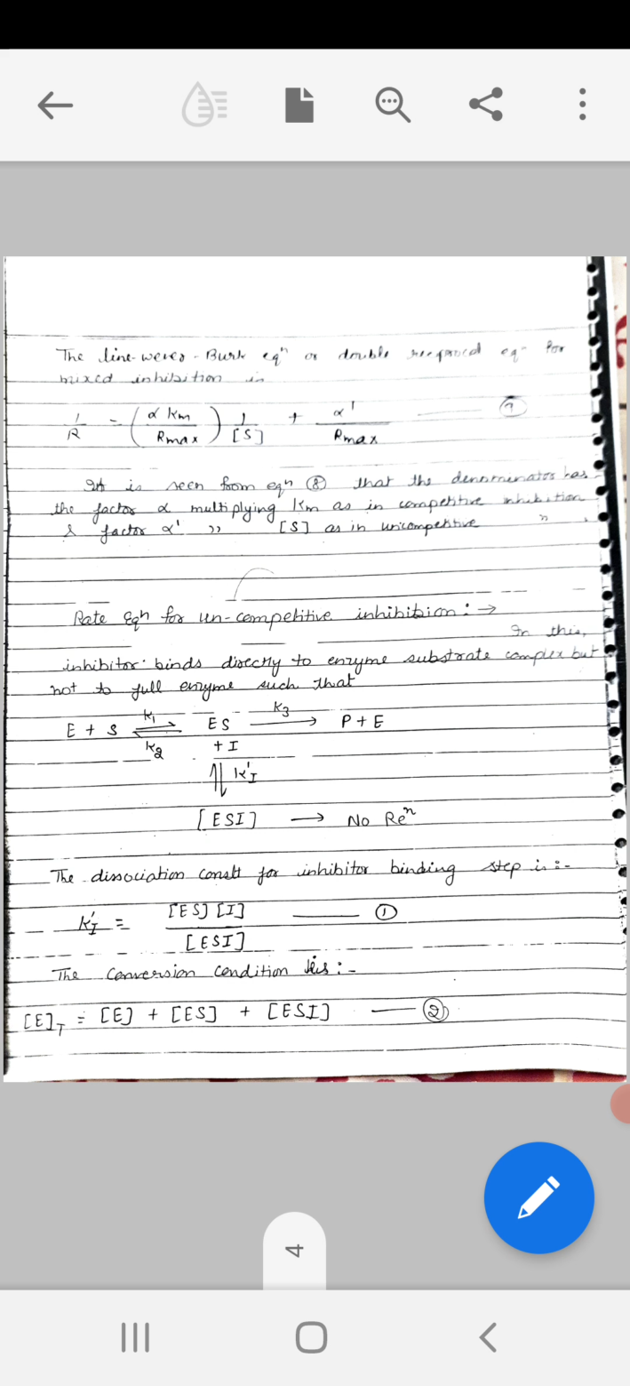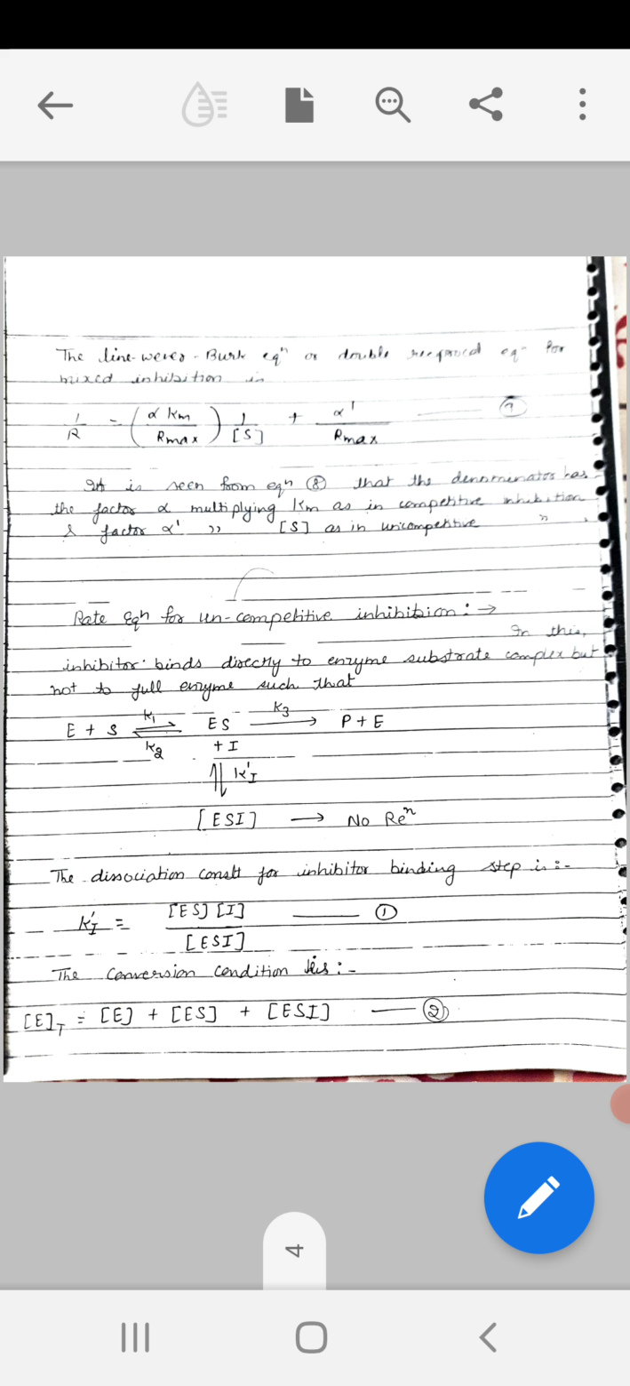It is seen from equation 8 that the denominator has the factor alpha multiplying Km, as in competitive inhibitors, and the factor alpha dash multiplying S, as in uncompetitive inhibition. Alpha has been multiplied with Km in equation 8, as in competitive inhibitors.